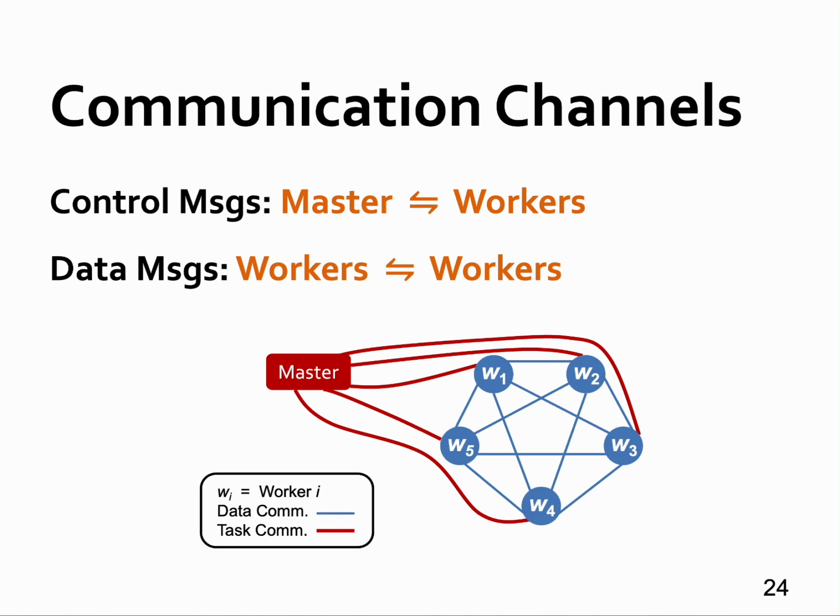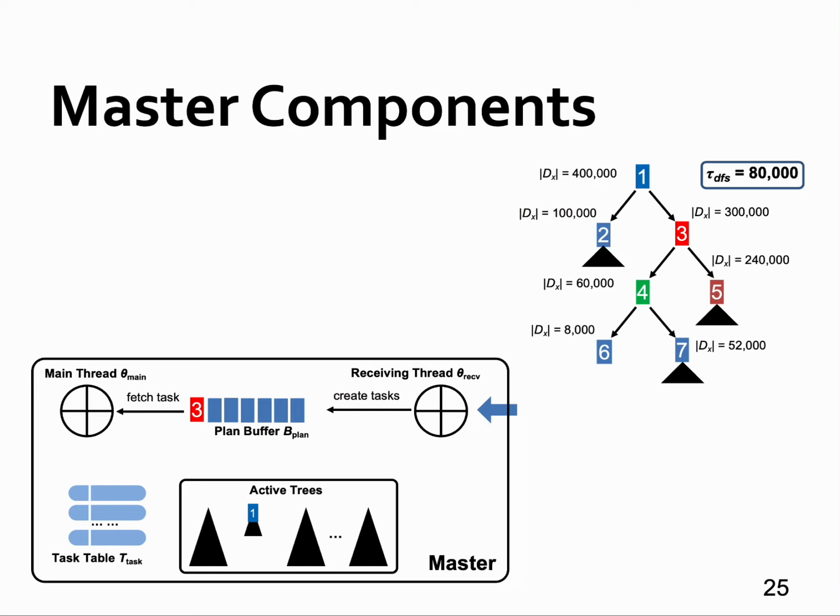In TreeServer, there are two kinds of communication channels. One is between master and workers, which sends the task control messages from the master and sends the computed task results towards the master. The other is between workers to collect data from each other, as is needed by the key workers of subtree tasks. Next, we consider the components inside the master. The master keeps a main thread that fetches pending tasks for worker assignment, as well as a receiving thread that receives computed task results.